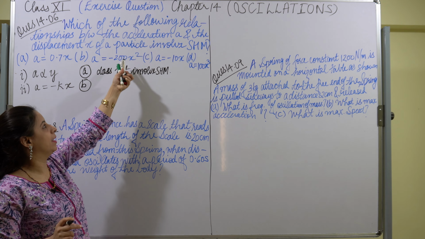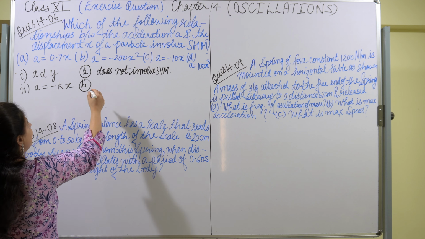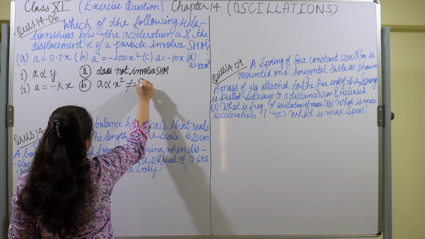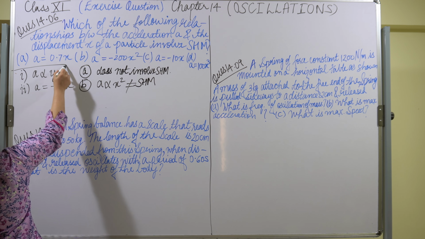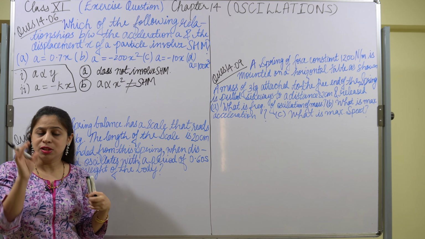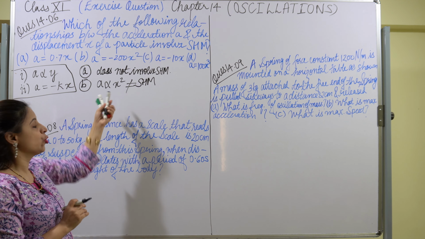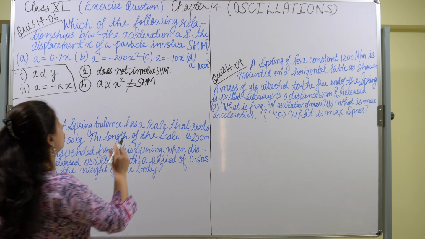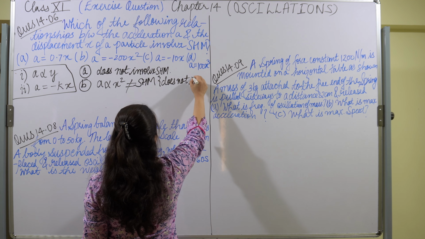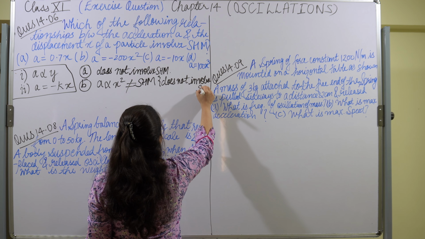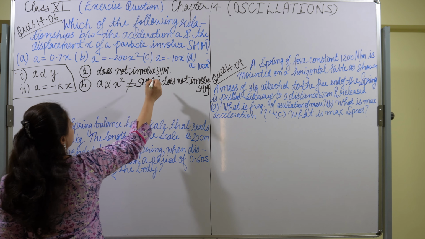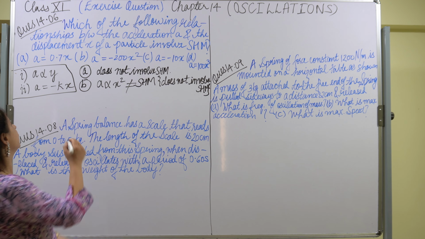Then the second part, again, A equals minus 200x square. So in the second part, A is directly proportional to x square, which is not the condition of SHM. The condition of SHM is that it should be directly proportional to x or y, the displacement. But here it is proportional to the square of the displacement. So here also it does not involve SHM.